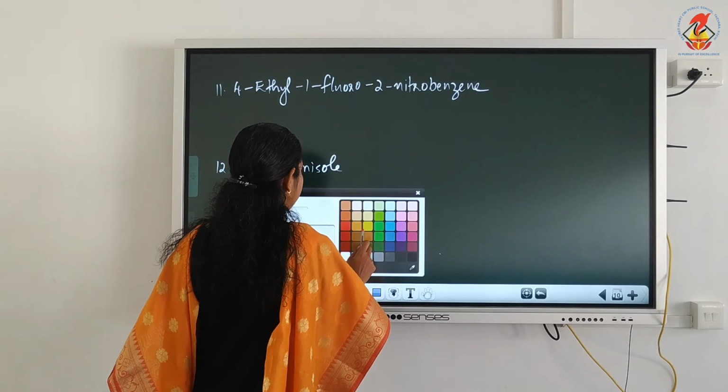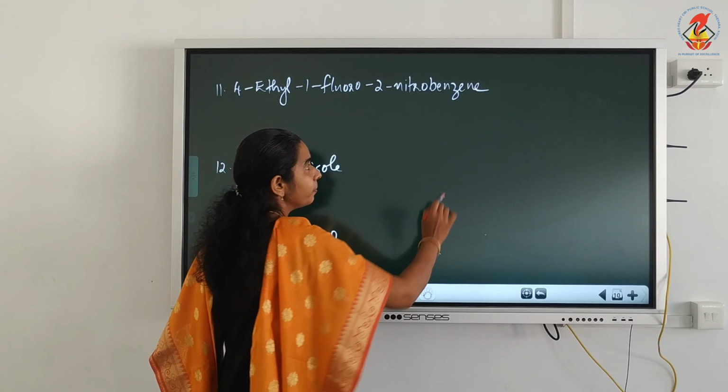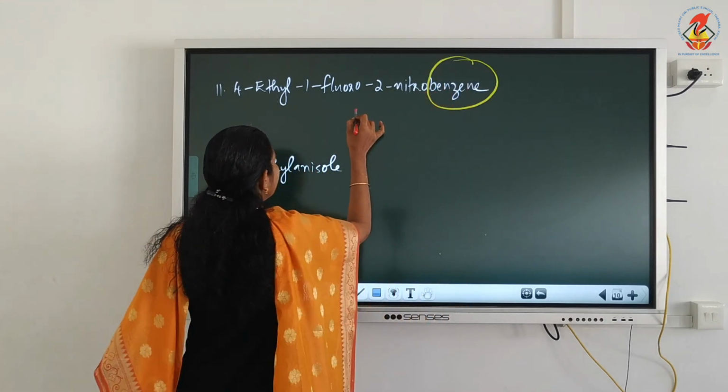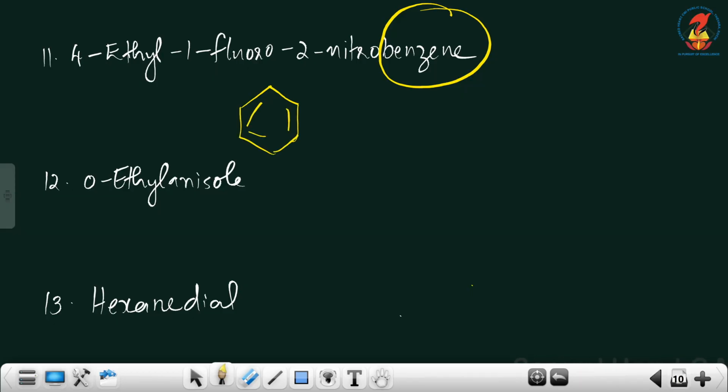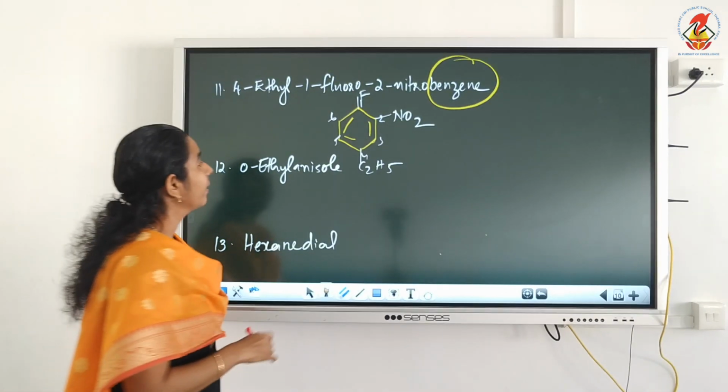Now the next question, 4-ethyl-1-fluoro-2-nitrobenzene. So the parent is benzene. Draw a benzene ring first and give continuous numbers as 1, 2, 3, 4, 5, 6. Only prefixes we have. 4-ethyl means on the fourth carbon there is an ethyl group. 1-fluoro means on the first carbon there is one fluorine. 2-nitro means on the second position there is one NO2 group. If it is a benzene ring, nothing else to write. No need to add hydrogen also. Okay.